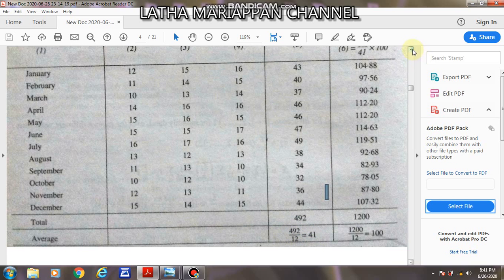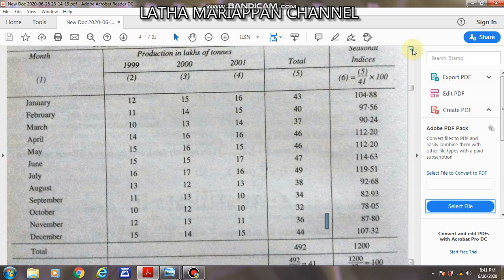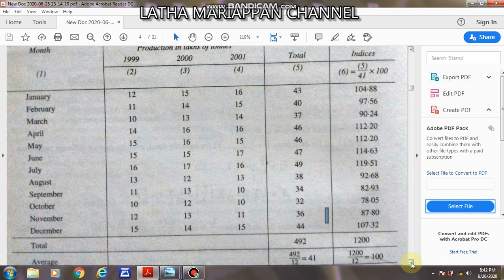Now we are going to find the seasonal indices. Out of 41, 43 has happened, so 43 divided by 41 into 100, you will get 104.88. Similarly, 40 divided by the average gives 97.56. For this seasonal index for three years you have to add, and the total you will get is 1200.